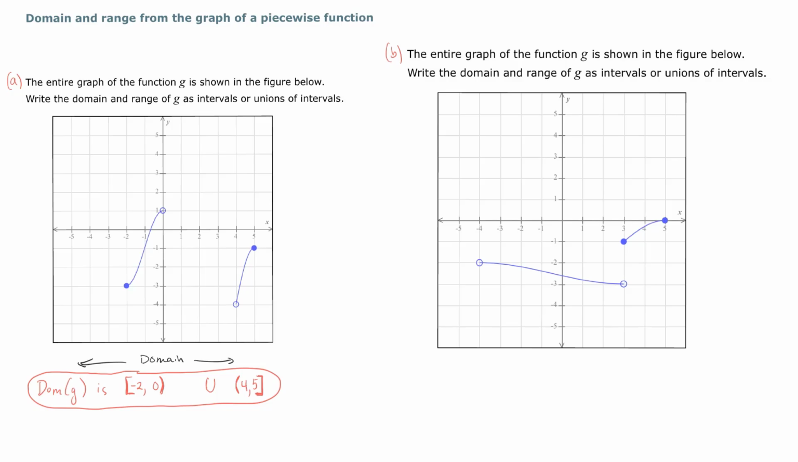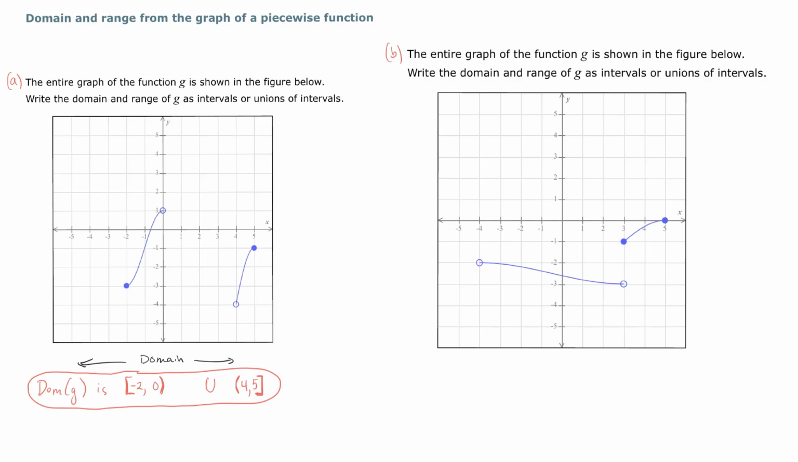Well, if you turn your head sideways 90 degrees to your left, so you have a crooked neck, we're going to read the range values. The range values are all the possible y values on your function.